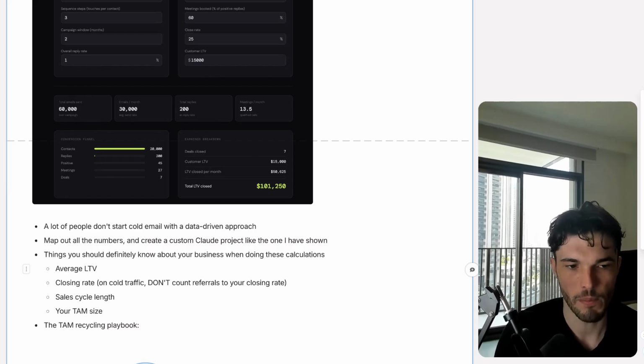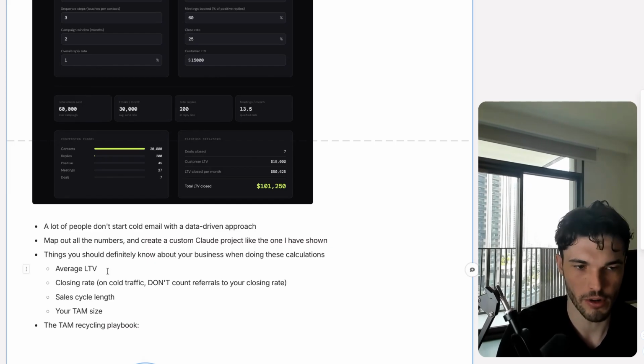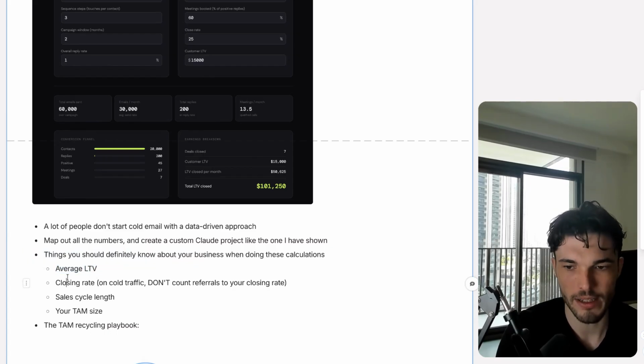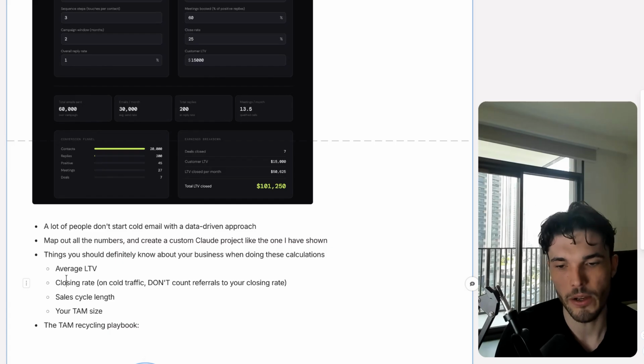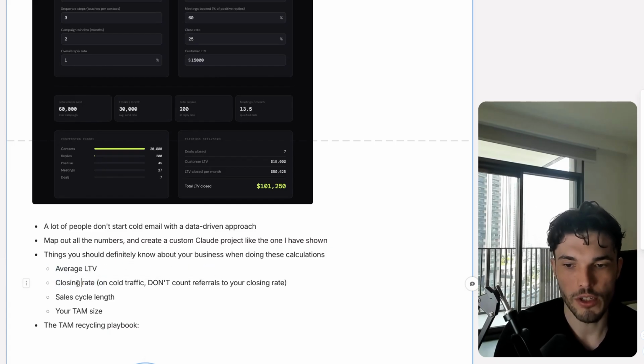If you just had to give a number, because it's going to be important to calculate your return on investments. And if you're going into this blind, it's not going to be ideal. The closing rate, of course, is also important. Now, you want to measure your closing rates specifically on cold traffic.